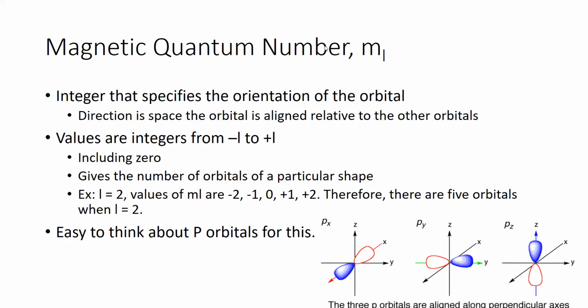So different orbitals have different directions they can be in. That directionality we call m sub L. And values of m sub L range from minus L to plus L, including 0.